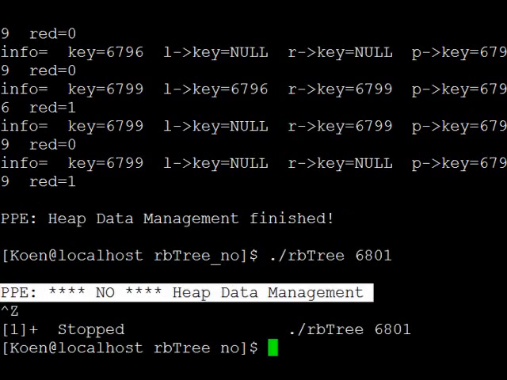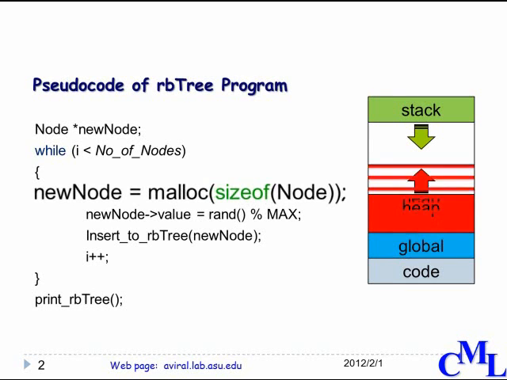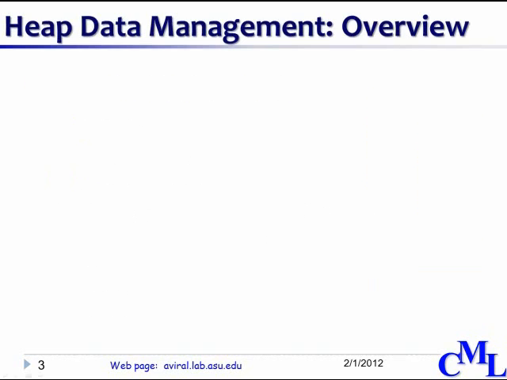To be more concrete, we can take a look at our explanation. As we can see, each time when the program calls the library function malloc, the heap size will increase. Eventually, the heap data will go to the heap segment and grab the program.